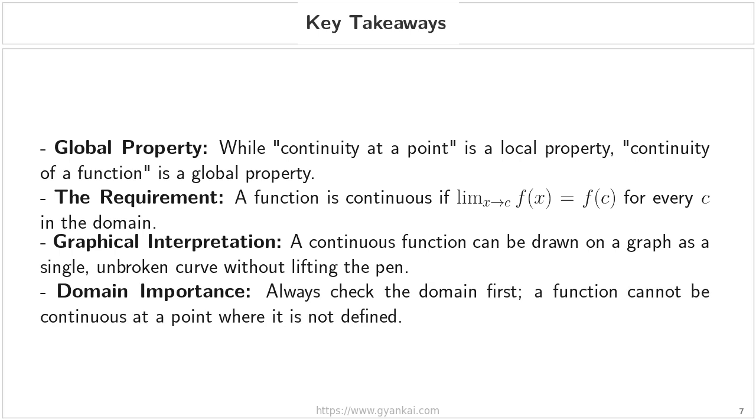Finally, I want to emphasize the importance of the domain. As we saw in our discussion on common mistakes, you must always identify the domain first. Remember, a function cannot be continuous at a point where it is not defined. Therefore, continuity is always evaluated relative to the set of values where the function actually exists. Keep these points in mind, and you will be well prepared to tackle continuity problems in the upcoming exercises.